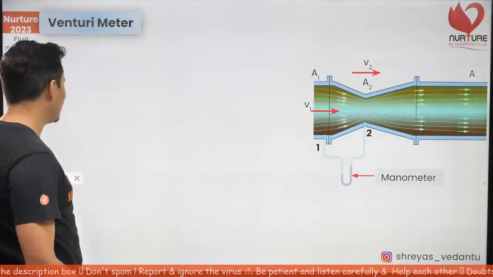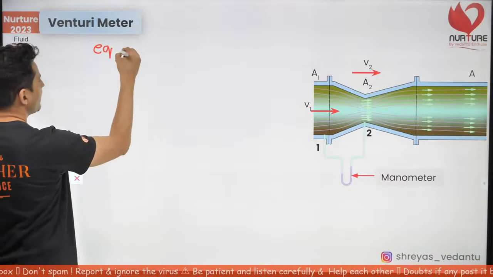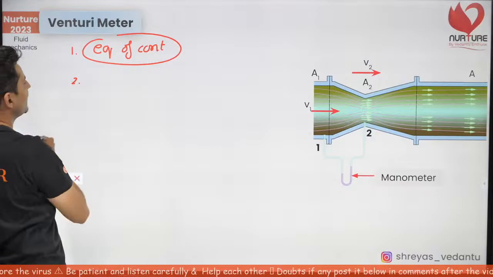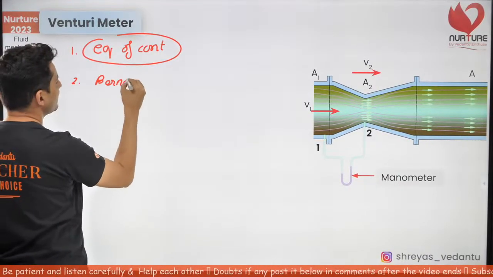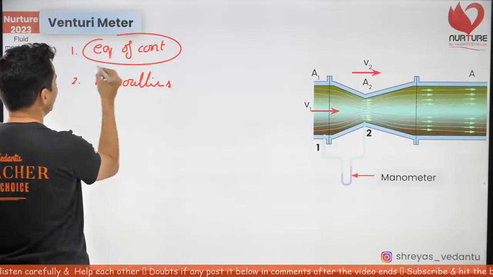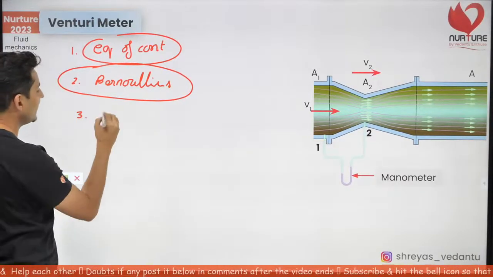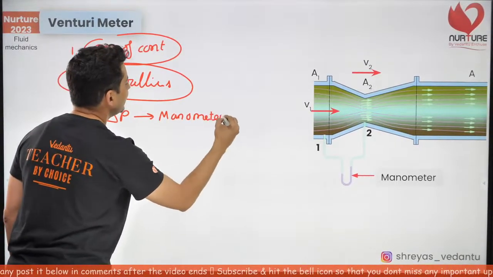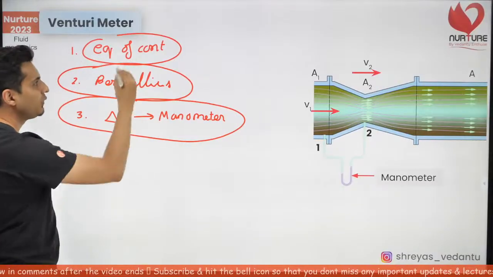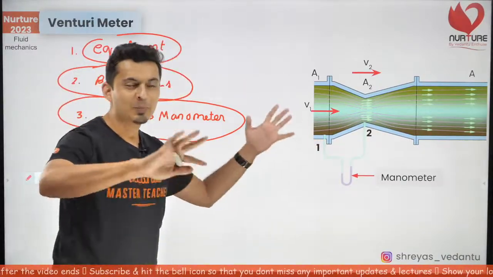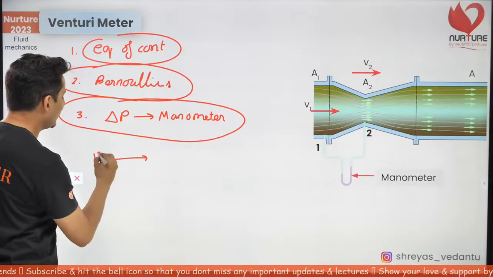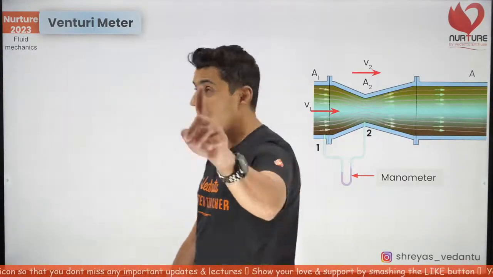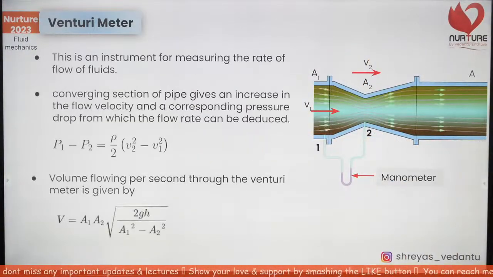What kind of equations will you need? You will need the equation of continuity, that's the first equation. Second, you are going to need Bernoulli's principle. And the third thing you need is that the pressure difference is given by the manometer. These are the only three things you need. From these three things, you can find out the speed of the liquid. You can also find out the rate at which the liquid is flowing. I'm just going to give the formula, but remember these are the three things used for deriving it.